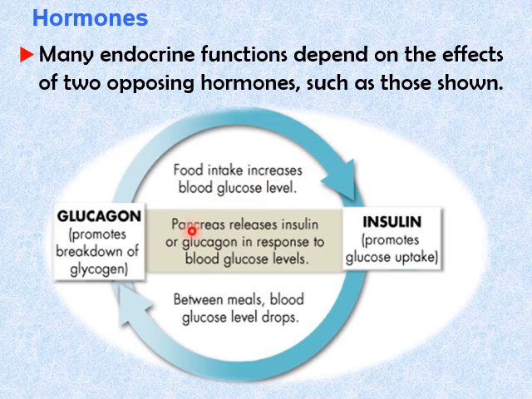In response to this, the islets of Langerhans in the pancreas secrete insulin into the bloodstream, and this insulin promotes the uptake of glucose and facilitates its conversion into the storage form of sugar known as glycogen. On the other hand, the blood glucose level drops between meals, so the level of glucose is below normal. During this situation, the islets of Langerhans in the pancreas release glucagon, which promotes the breakdown of glycogen back to glucose, so that the level of glucose in the blood will increase to normal.